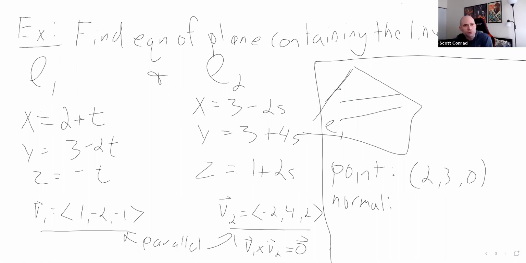So what we want to do, anytime you want to get a normal vector, there's usually going to be a cross product involved, right? And so what we want to do is get the cross product of two vectors parallel to our plane, which are not parallel to each other, right? Because then we'll get the zero vector.